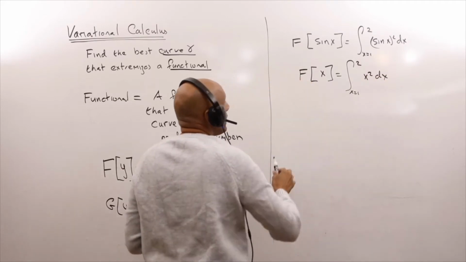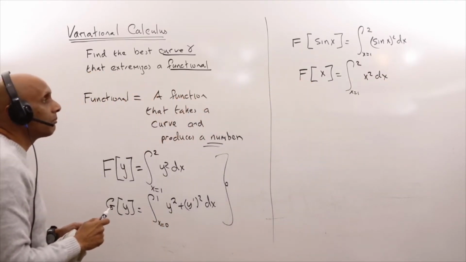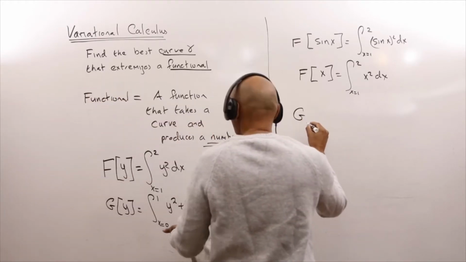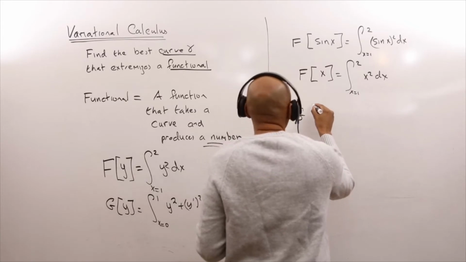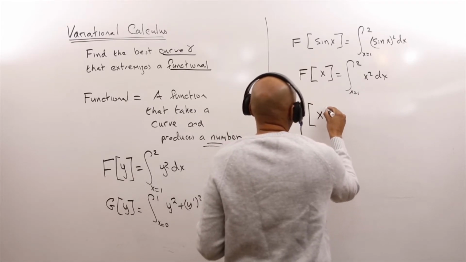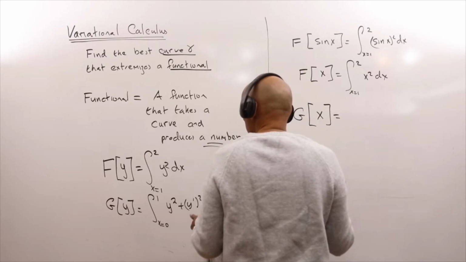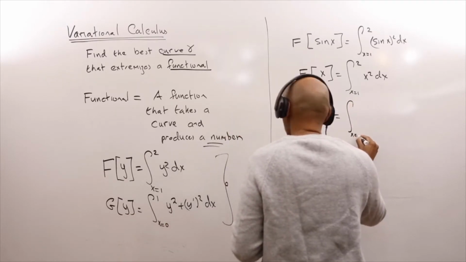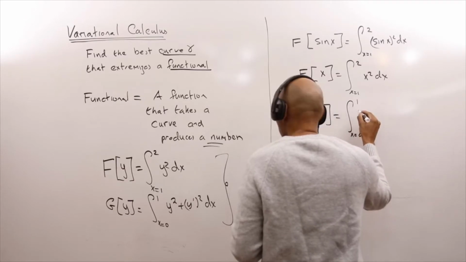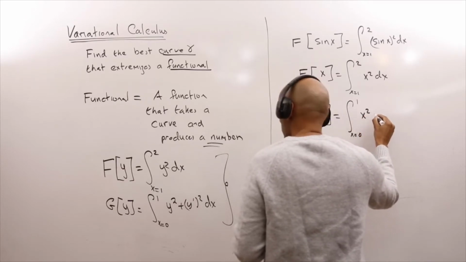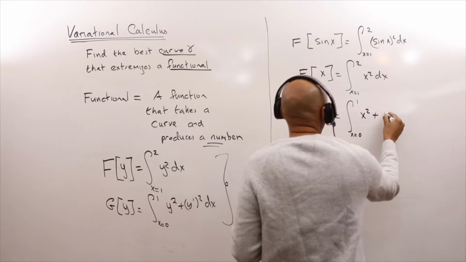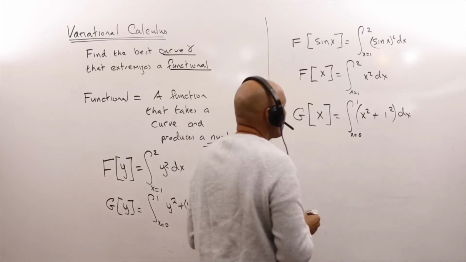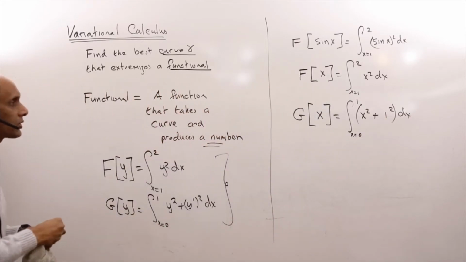So based on the function we pass, we're going to get a number out, whatever the number is. So here's another example, G. The G functional basically says, let's pass the function x. So the functional at x is equal to the integral from x equals 0 to 1 of x squared plus, what's the derivative of x? 1. So this is 1 squared, dx. I won't actually solve these integrals, it's not really important, but the definition of a functional is.